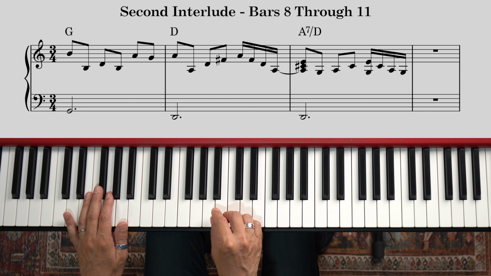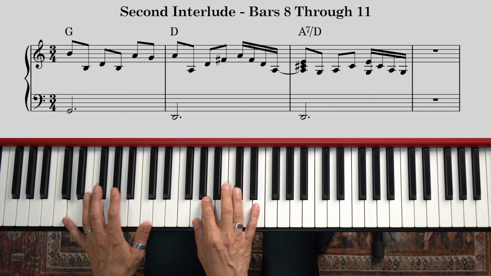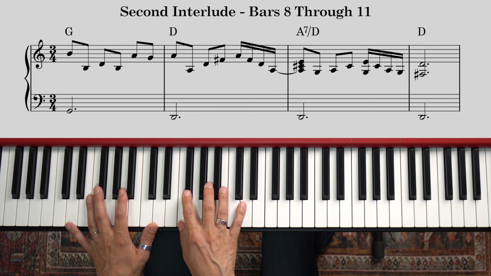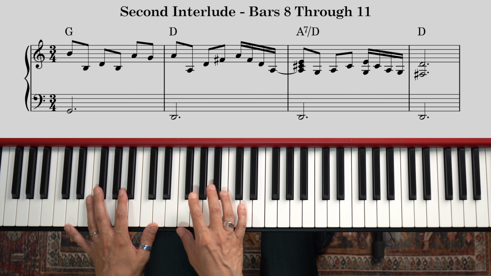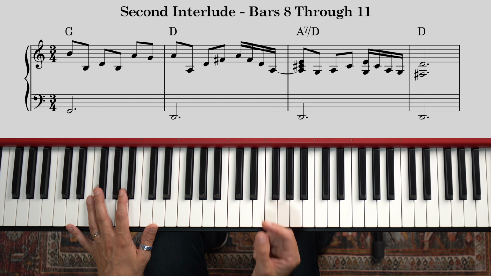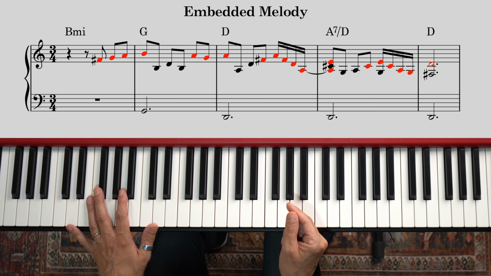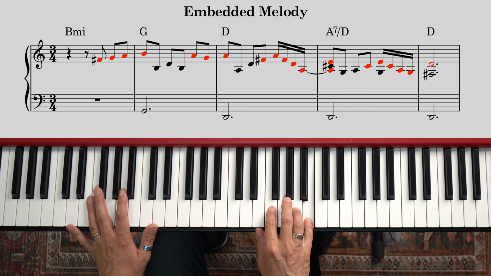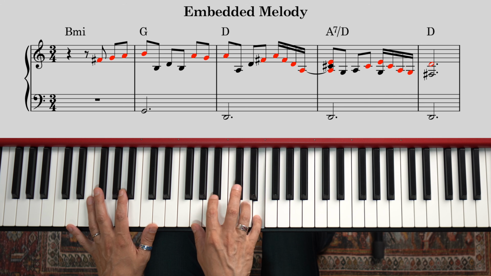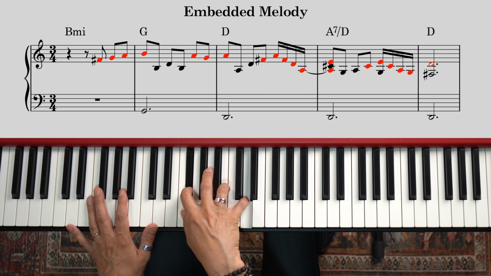Then he plays A7 while staying on the D in the bass, until he finally finishes on the tonic chord D. This sets up the only vocal verse that's in the key of D. Notice this beautiful melody that's embedded in the last few bars. And that's pretty much it for the piano sections.